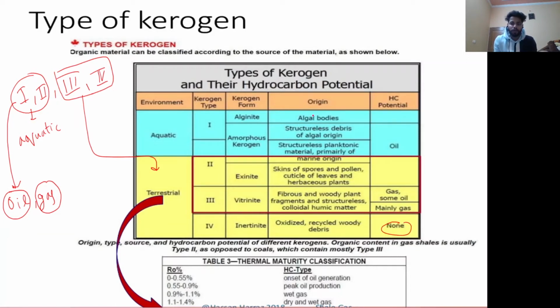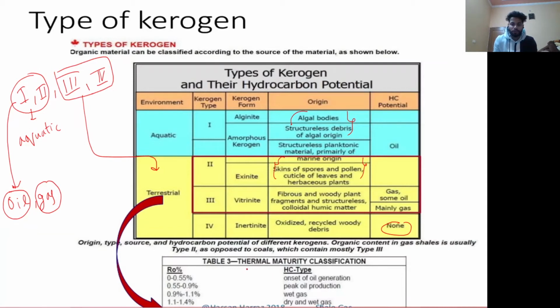Talking about the origin, type 1 is algal, comes under your algal bodies. Type 2 will be from marine origins, skin of spores and pollen, cuticle of leaves and herbaceous plants. Then type 3 and 4 are basically terrestrial: fibrous woody plant, oxidized recycled woody debris.